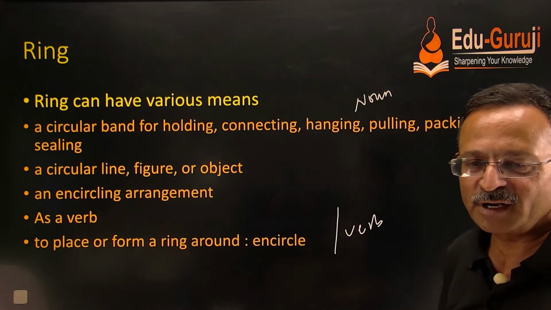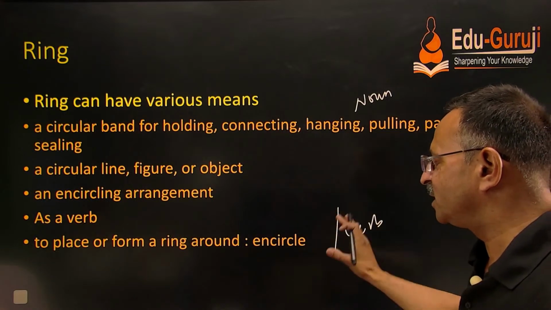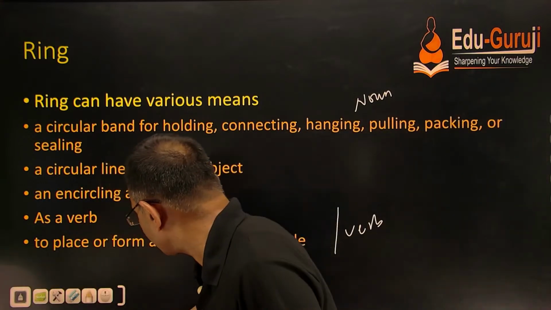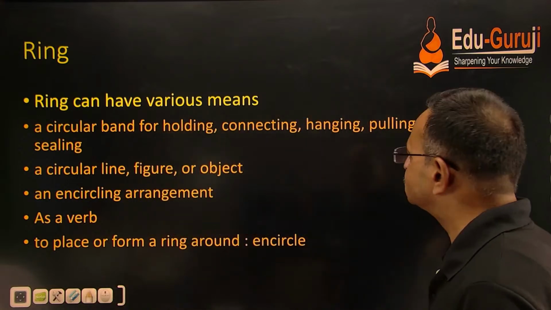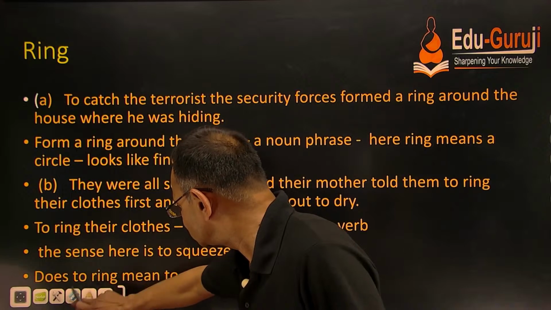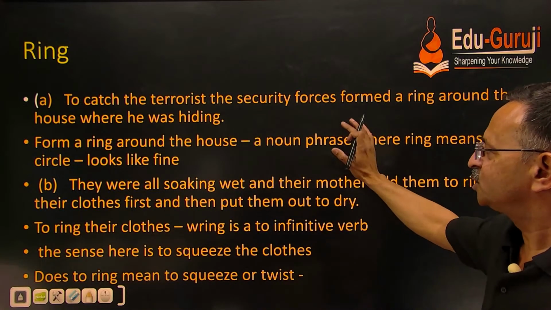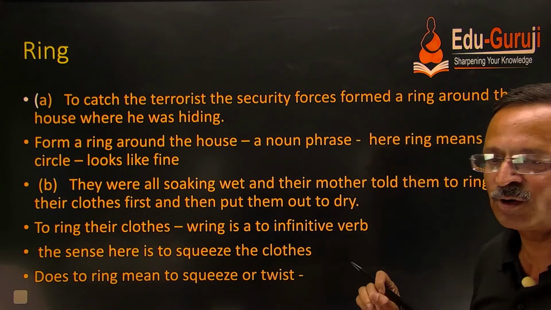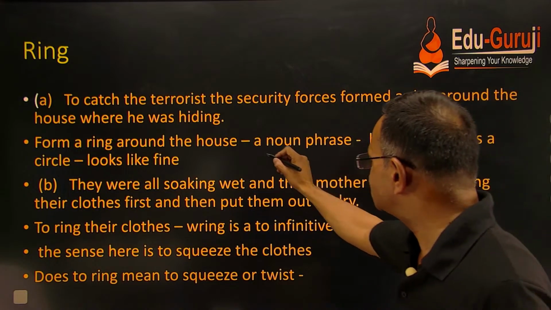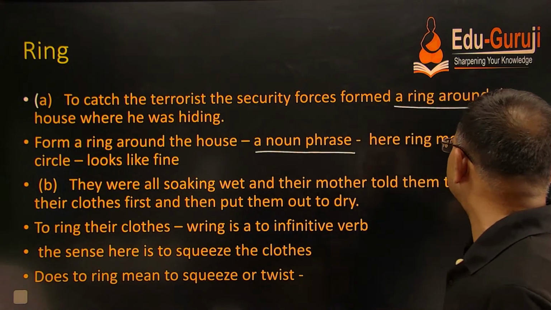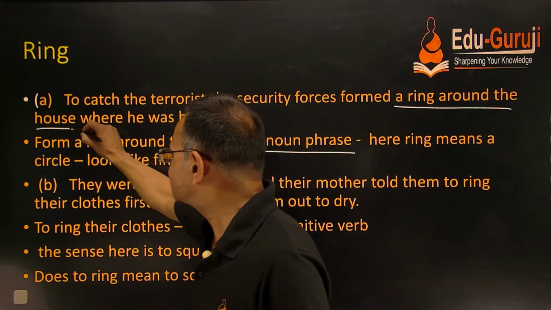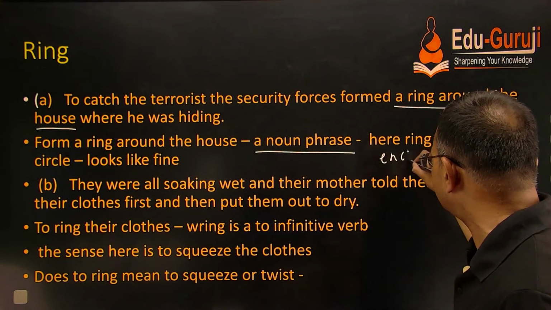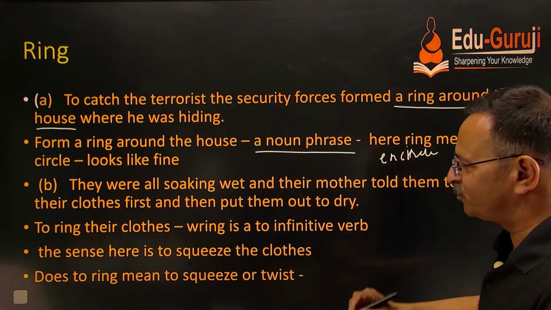So the second thing, now we need to know how the words have been used in the question. Let's see. First, to catch the terrorist, the security forces formed a ring around the house where he was hiding. Now this has been used as a noun phrase. You can see a ring around the house. So it looks fine. It means to encircle or to form a ring.